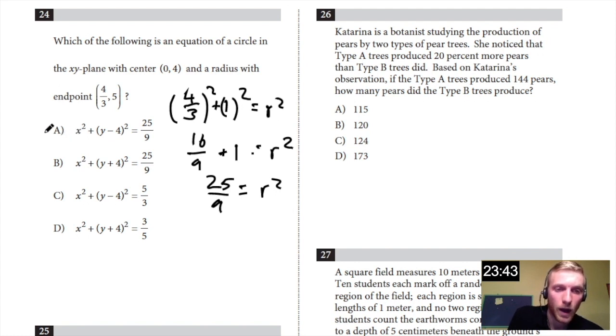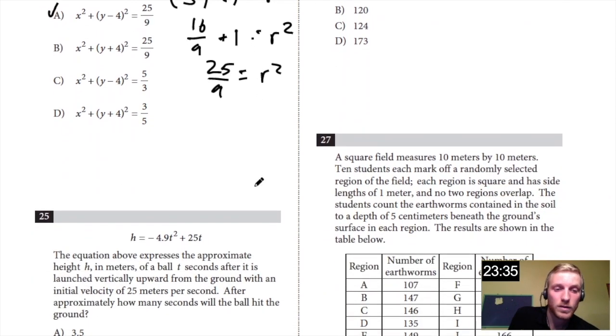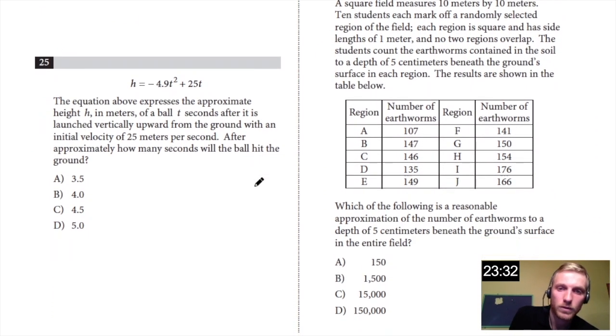So we can say x squared plus y minus 4, since we have positive 4, is equal to 25 over 9. So if that doesn't make sense, review how we can plot a circle, how we can use an equation to represent that.